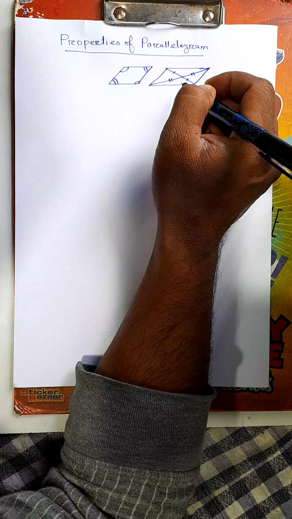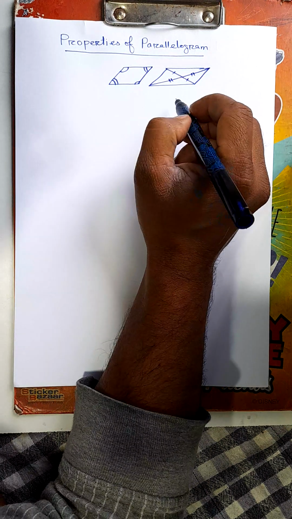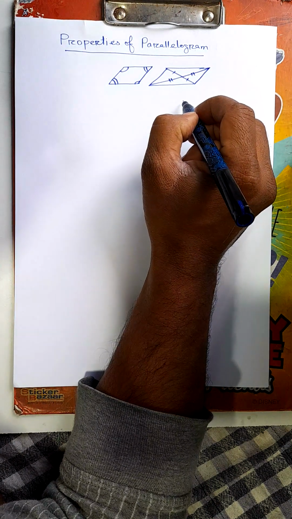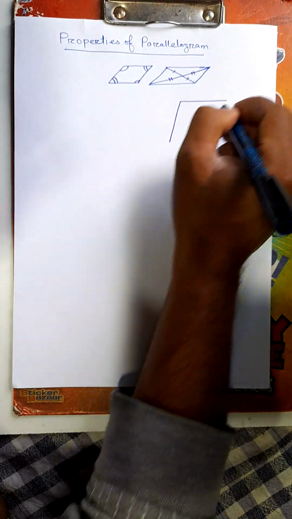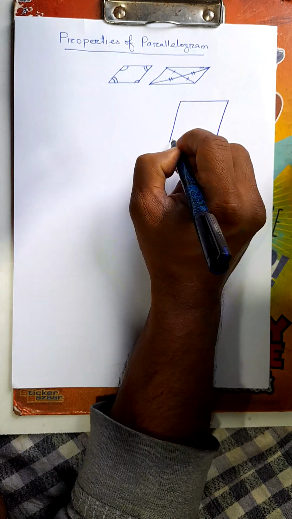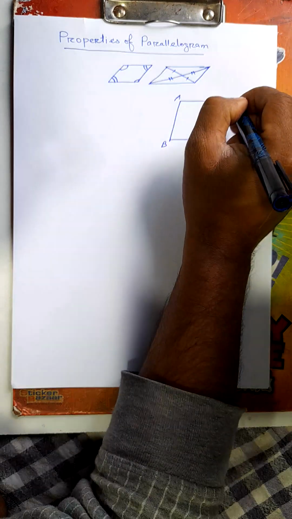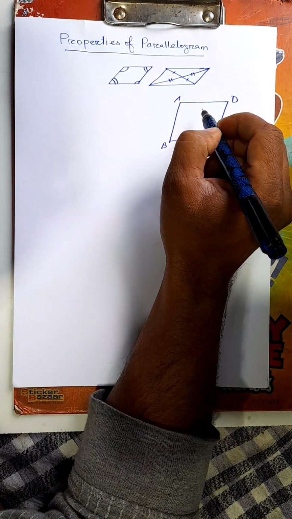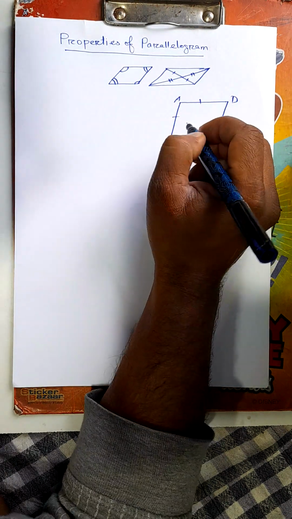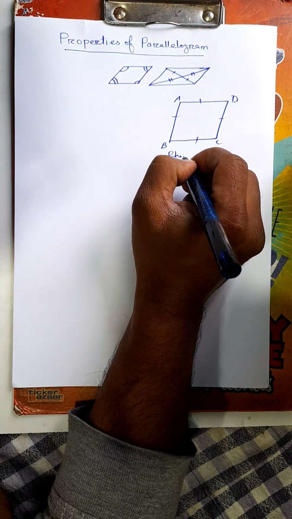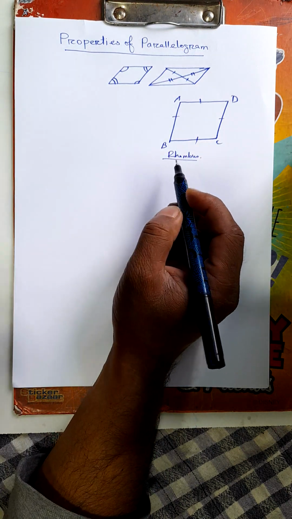Now we'll discuss the properties of a rhombus here. Now what is a rhombus? A rhombus is a parallelogram in which all sides are equal. So let us imagine this parallelogram ABCD. ABCD is a parallelogram in which all sides are equal. So this is called a rhombus. A rhombus is a parallelogram in which all sides are equal.